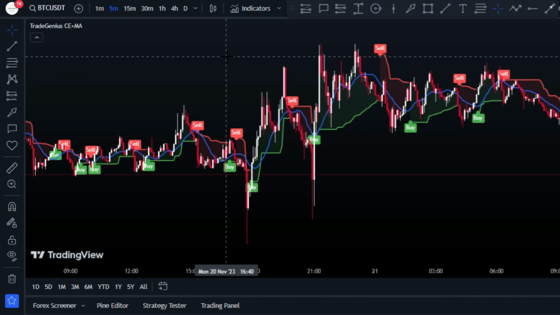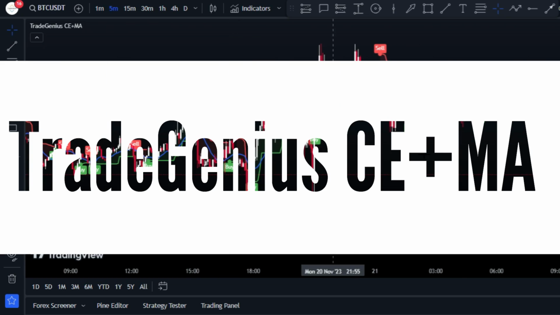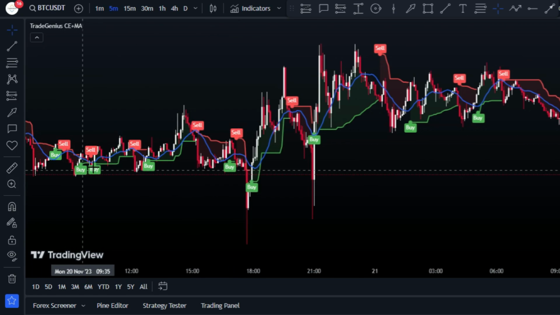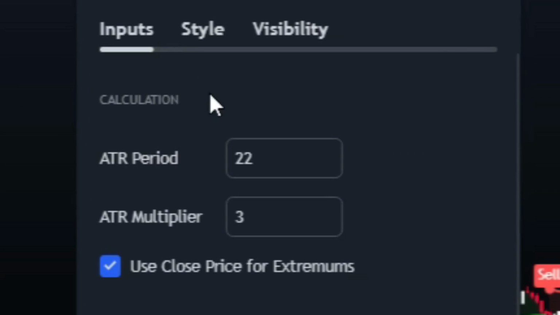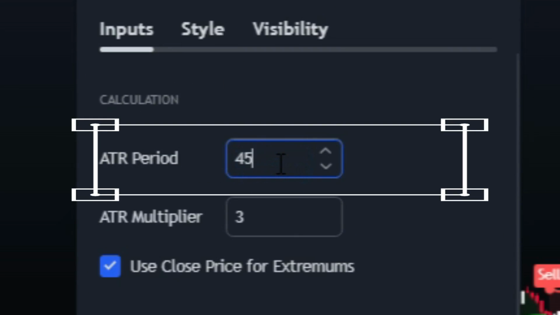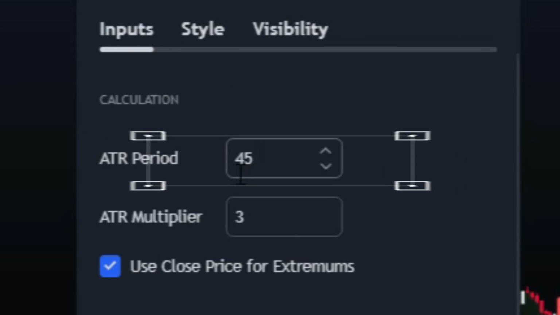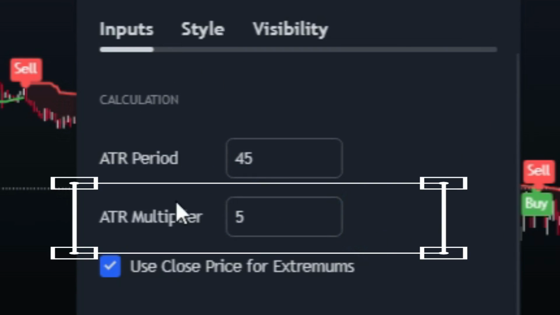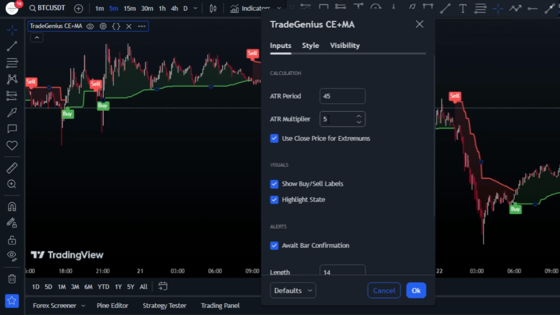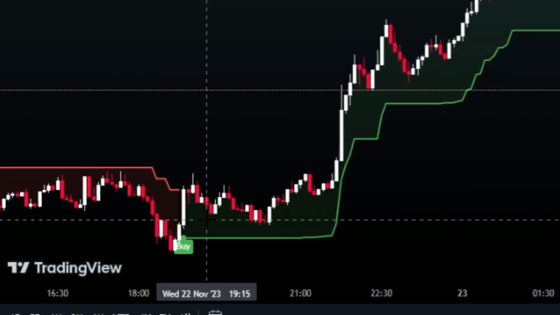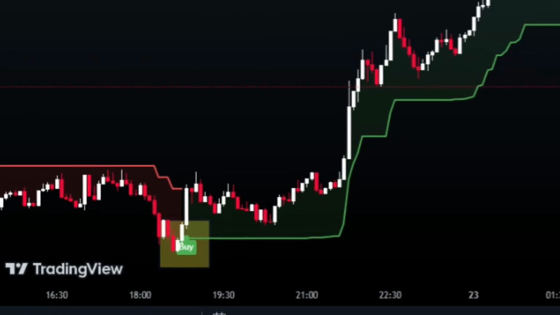The magic tool we're talking about is the TradeGenius CE+MA indicator. To get the most out of it, you'll need to tweak some settings just like I do. With these tweaks in place, you're ready to trade using buy and sell signals from this indicator.